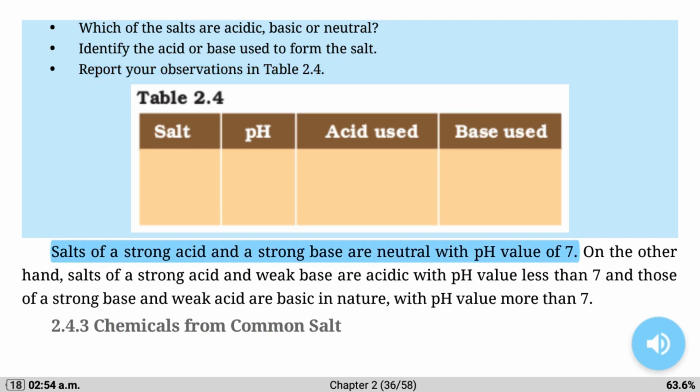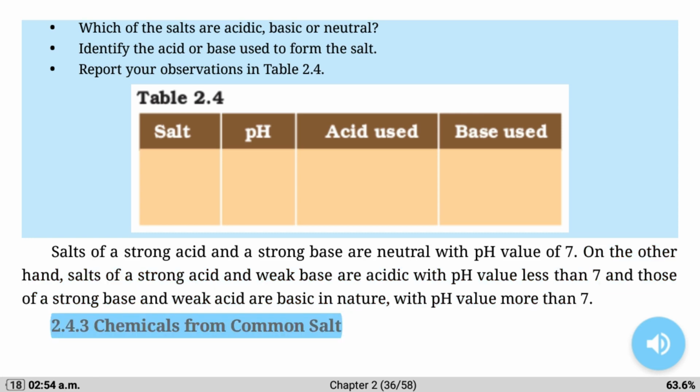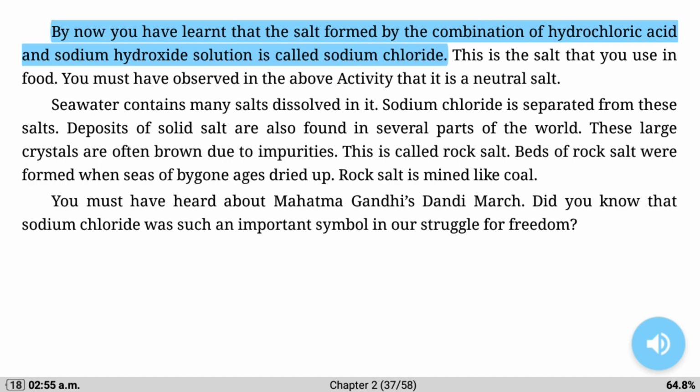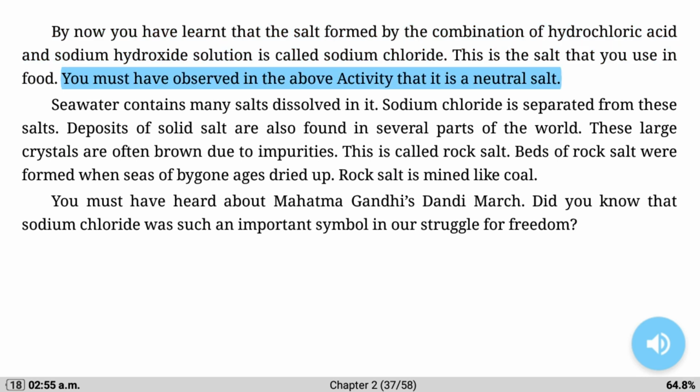Salts of a strong acid and a strong base are neutral with pH value of 7. On the other hand, salts of a strong acid and weak base are acidic with pH value less than 7, and those of a strong base and weak acid are basic in nature, with pH value more than 7. 2.4.3 Chemicals from common salt. By now you have learnt that the salt formed by the combination of hydrochloric acid and sodium hydroxide solution is called sodium chloride. This is the salt that you use in food. You must have observed in the above activity that it is a neutral salt.